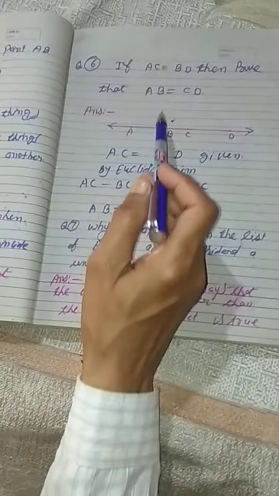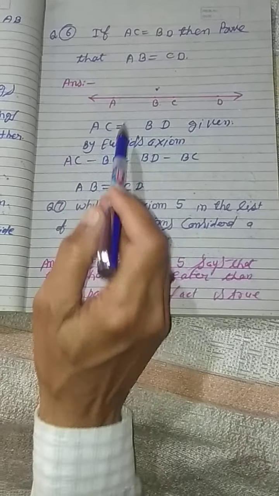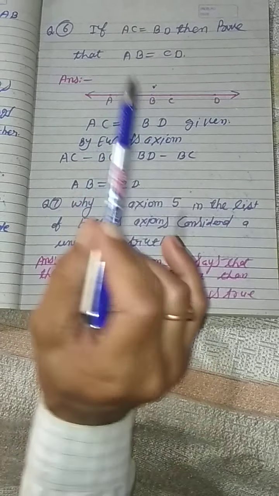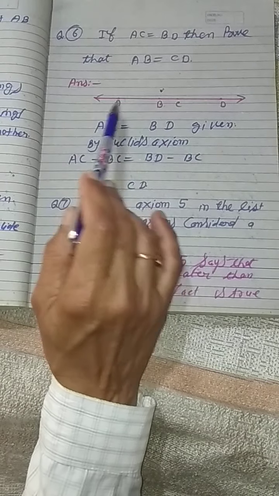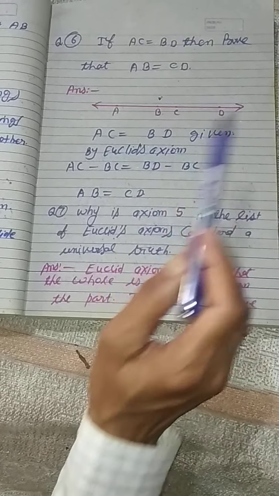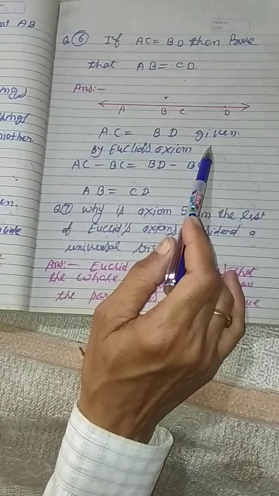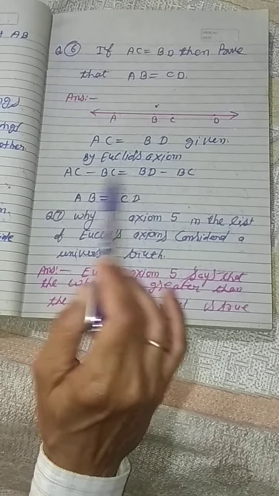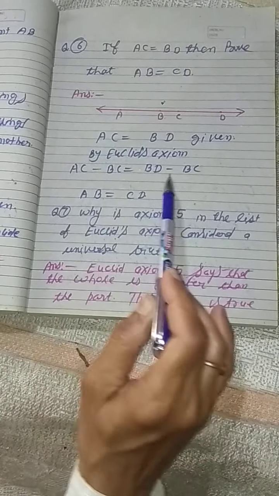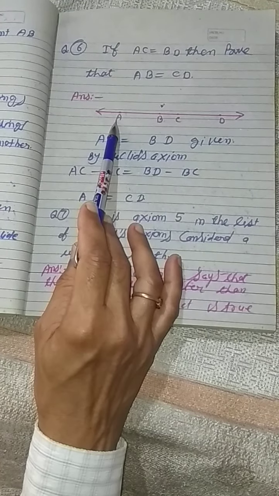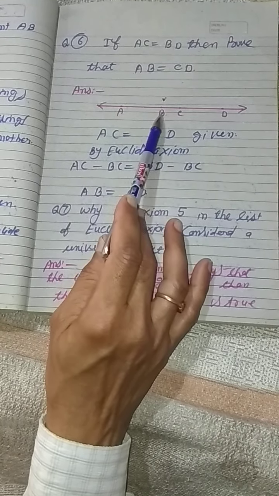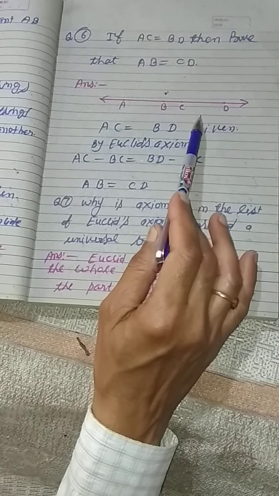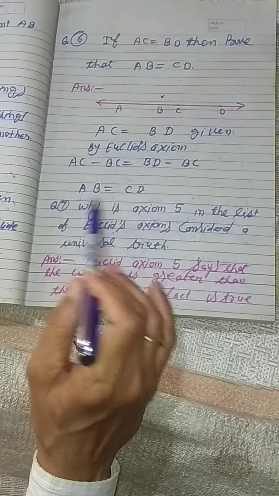After this, we will start question number 6. If AC and BD are equal, then prove that AB is equal to CD. You can see this figure, AC and BD are equal, as given in the question. By Euclid's axiom, we subtract BC from both sides. So AC minus BC is equal to BD minus BC. If we subtract BC from AC, we get AB. And if we subtract BC from BD, we get CD. So AB is equal to CD.